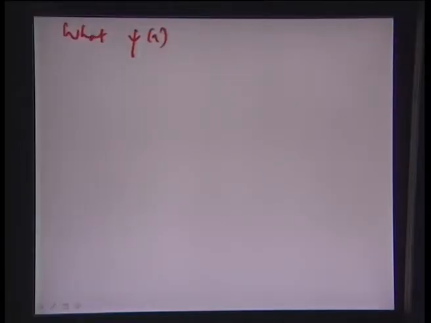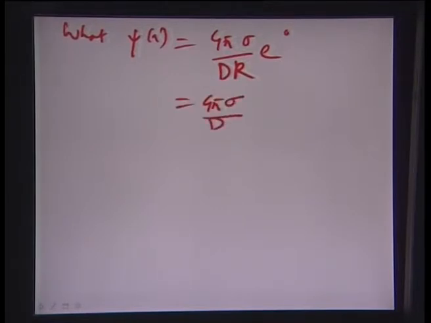So, let us look at what the potential function would be at x equal to a. It should be equal to 4 pi sigma by d k e to the power of 0, okay, or 4 pi sigma by d k. Okay. So, this is also the surface potential close to where the solvation shell just about starts.